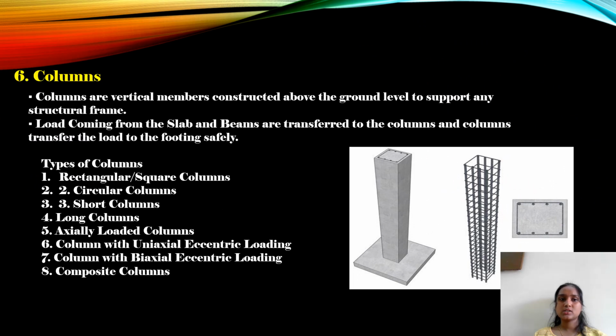Next one is columns. Columns are vertical members constructed above the ground level to support any structural frame. Load coming from the slabs and beams are transferred to the columns and columns transfer the load to the footing safely. Types of columns are rectangular or square columns. Second one is circular columns. Third one is short columns, long columns, axial loaded columns, column with uniaxial eccentric loading. Seventh one is column with biaxial eccentric loading. Eighth one is composite columns.